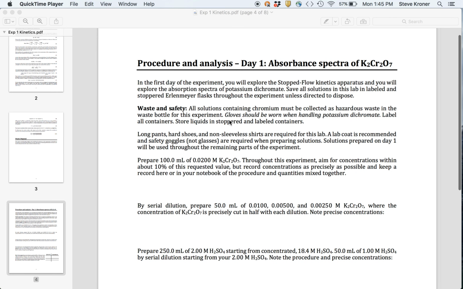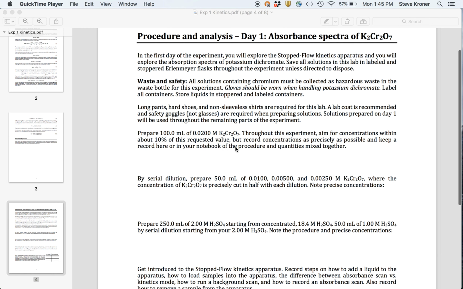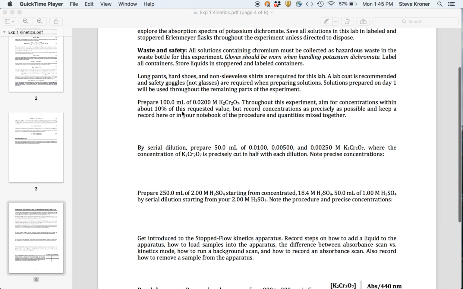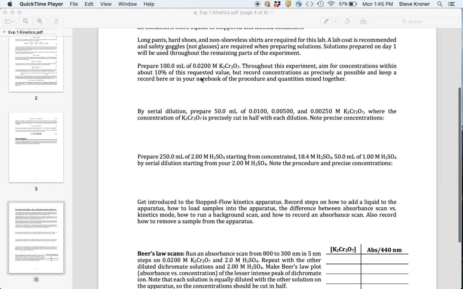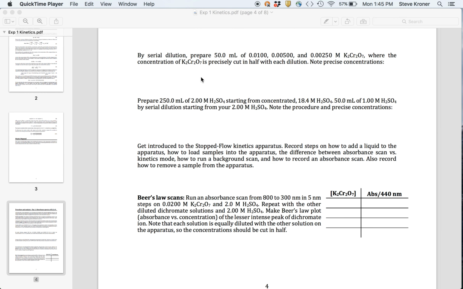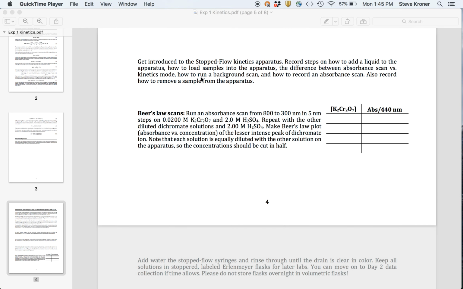One quick note would be that we're going to provide you with the solutions that you need to use. So instead of you preparing your solutions, we're going to do that for you. So you'll come into lab and have these solutions already prepared. If you have to describe in a narrative how you prepared the solutions, just say you used the solutions as they were provided to you. You might note that the specific concentrations aren't exactly 0.0200. This will probably be a little bit off, but just use the concentrations as they're provided to you on the bottles that you're using in the laboratory.